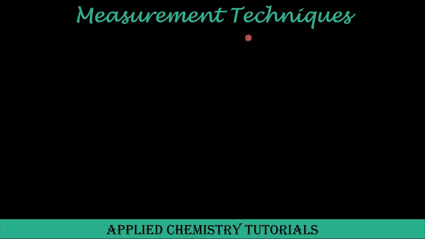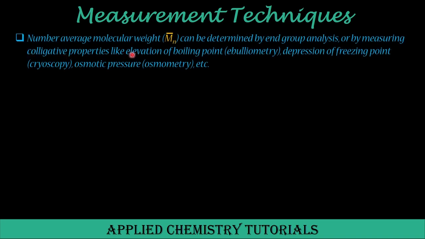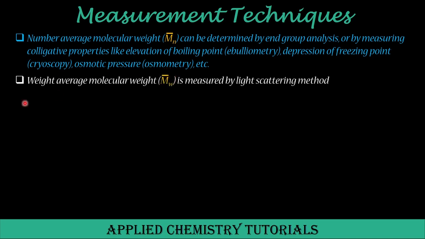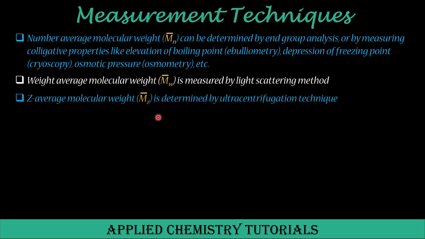Let's start with the measurement techniques. Number average molecular weight or Mn bar can be determined by end group analysis or by measuring colligative properties like ebulliometry, cryoscopy, and osmotic pressure or osmometry, etc. Among all these techniques, osmometry gives the value which is practically possible to measure. Weight average molecular weight or Mw bar is measured by light scattering method, neutron scattering method, etc. Z average molecular weight or Mz bar is determined by ultracentrifugation technique.